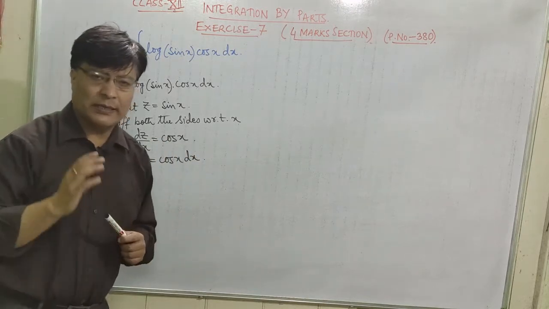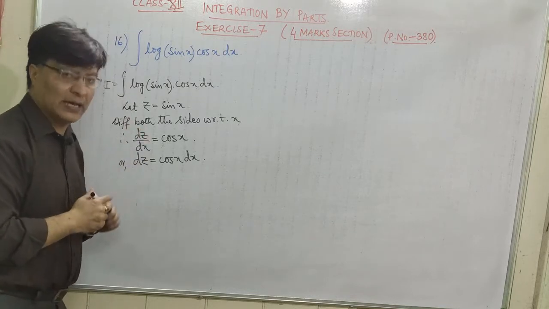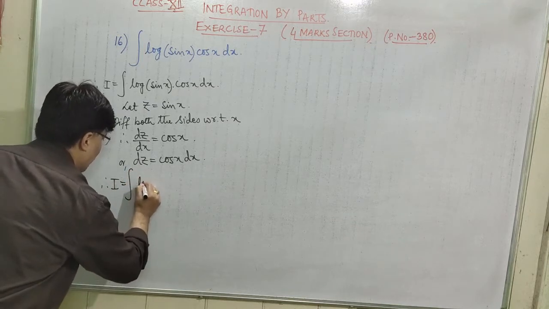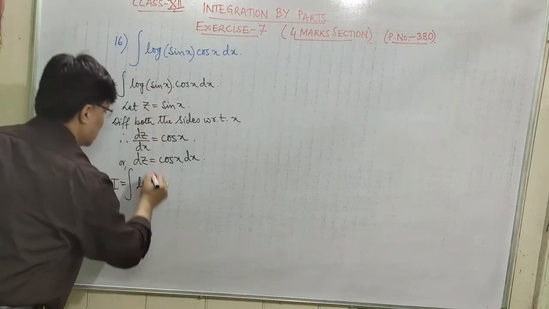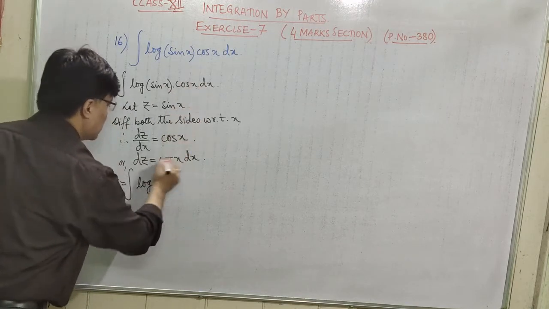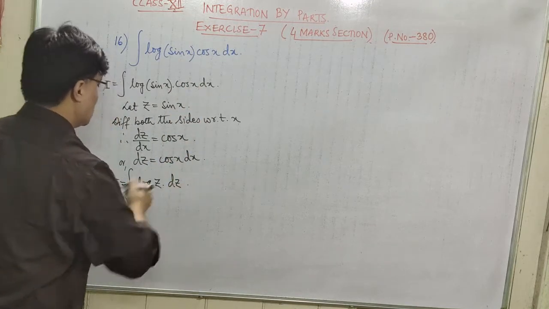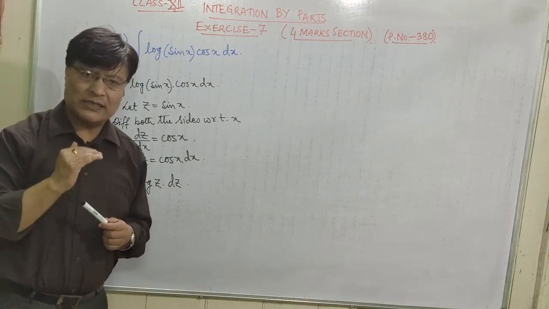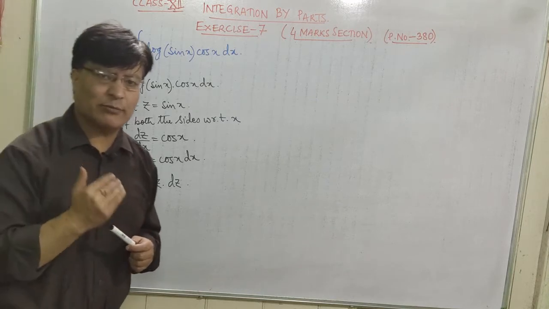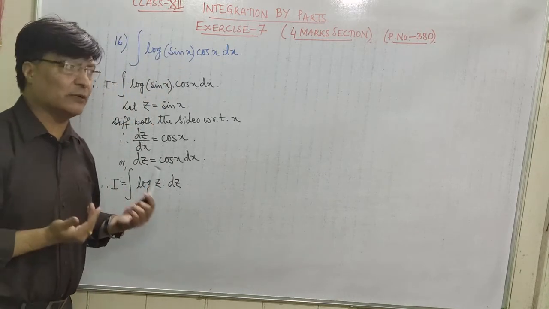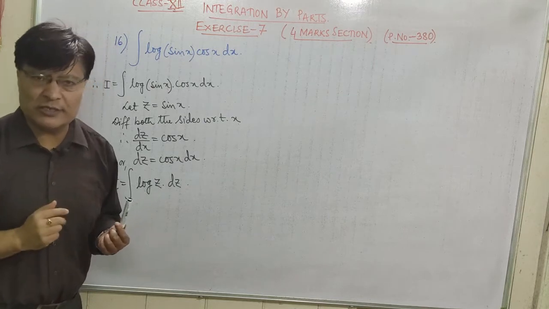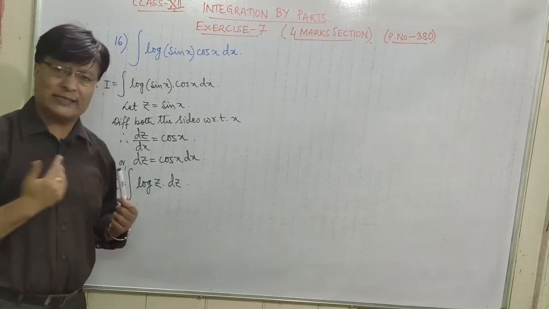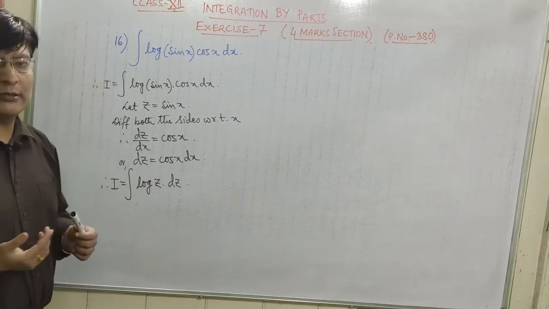Is that clear? Now let us put these values in I. So therefore I is equal to integration of log, what is sin x? It is z. And what about cos x dx? It is dz. So this is integration of log z dz, but only one function is there. If there is only one function, that is integration of log z dz, you have to do integration by parts. So actually there are two functions here. One is log z and the other one is 1. One is your z to the power 0. That is, you should take it as algebraic function. So let us use integration by parts.